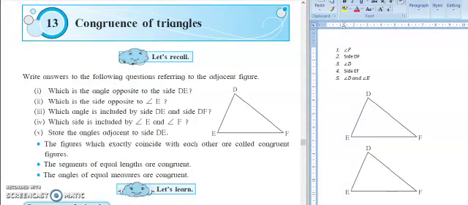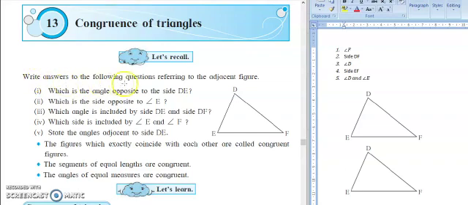Let us start chapter number 13, congruence of triangles. When two triangles are congruent, we have to see. Congruence means generally equality. Let's recall what we have studied in the last years.